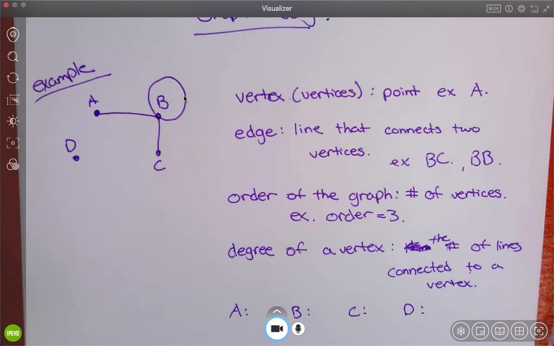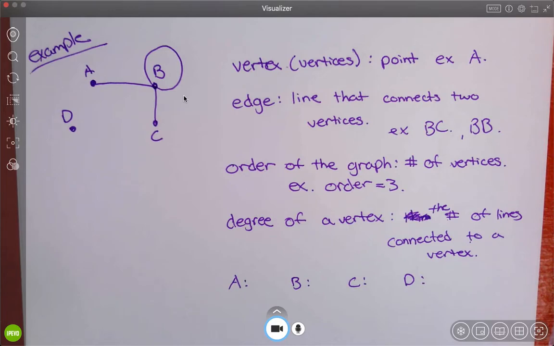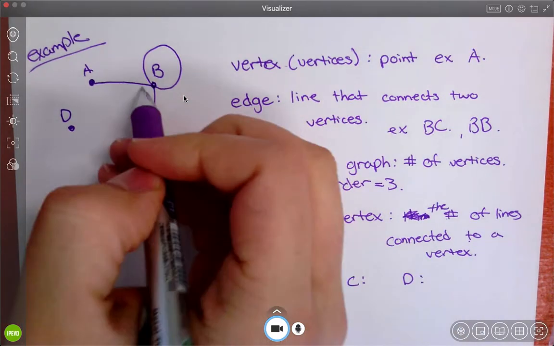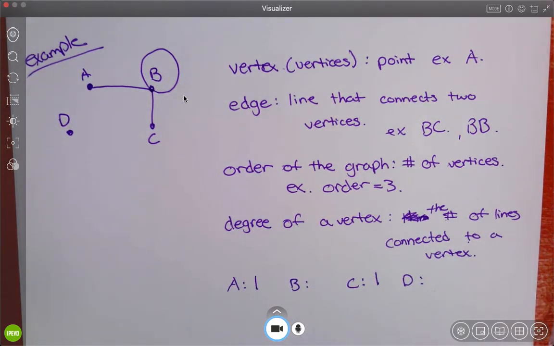So how many lines connect to A? What is the degree of vertex A? What is the number of lines that connect to point A? So 1. There's one line that goes into A, right? We're going to skip B, and let's do C. What's the degree of vertex C? It's also 1. What's the degree of vertex D?